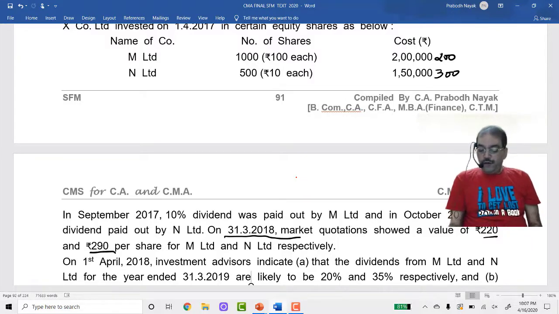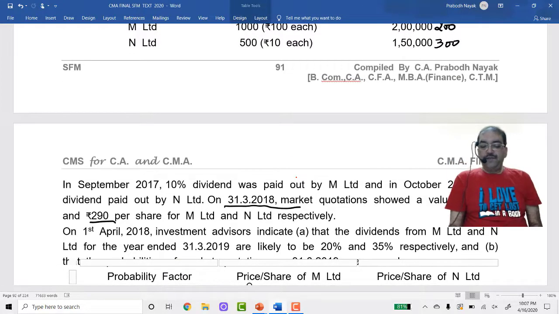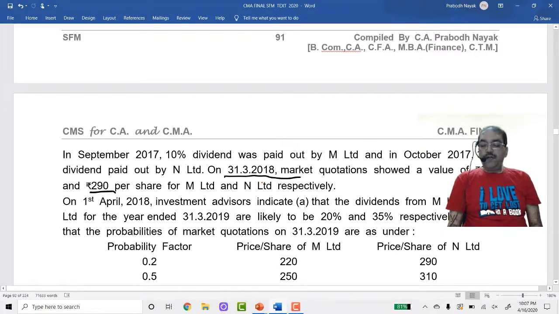Then on 1st April 2018, investment advisors indicate that the dividends from M Limited and N Limited for the year ended 31st March are likely to be 20% and 35% respectively.